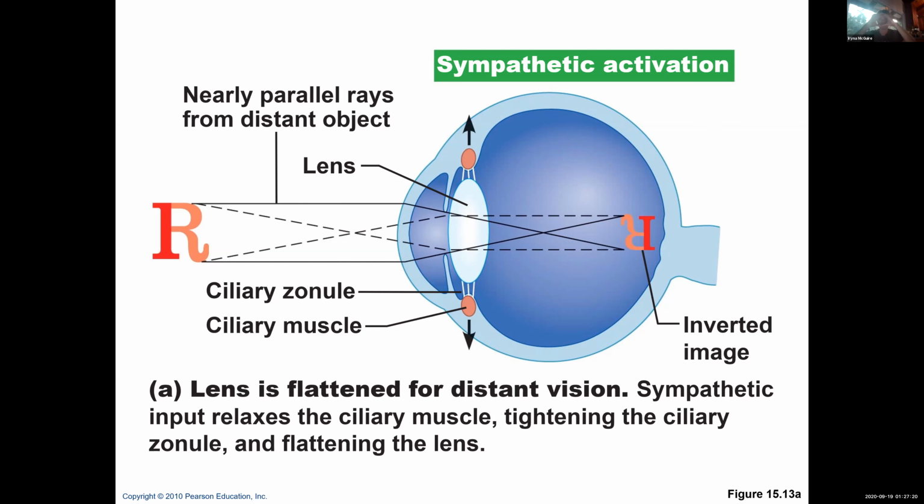So ciliary muscles, let's say they relax like this. What happens when they contract? Because they're circular muscles, when they contract, the diameter decreases. Here they are relaxed, and when they relax, those zonules are stretched and they keep the lens flat. So when ciliary muscles relax, zonules are tight and the lens is flat.